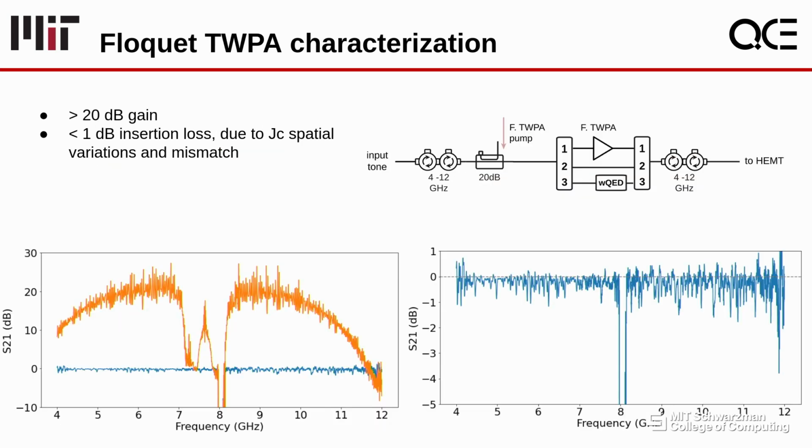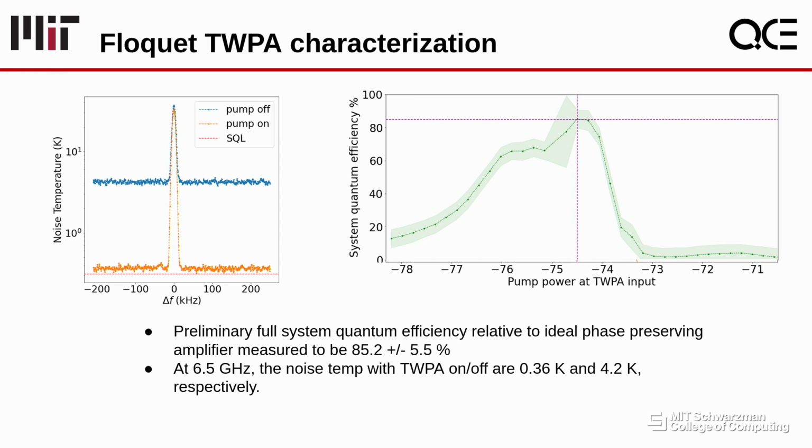If we look at the performance of this, we see that it achieves over 20 dB gain with minimal insertion loss. When we measure the noise performance, we see that it reaches about 85% relative to the quantum limit for phase-preserving amplifiers. So this is getting quite close to being an ideal amplifier, which is really exciting.